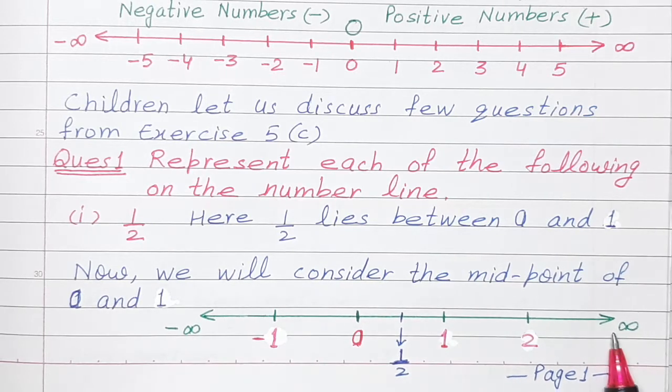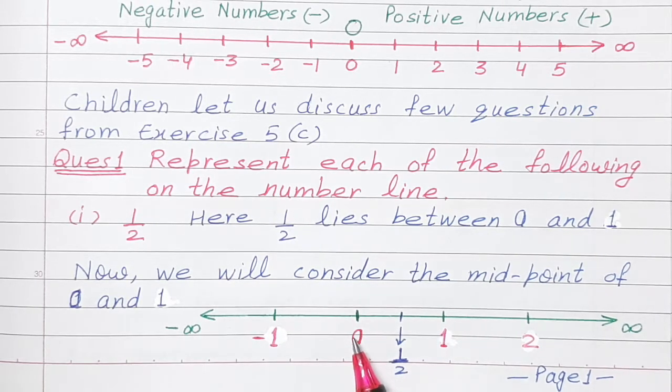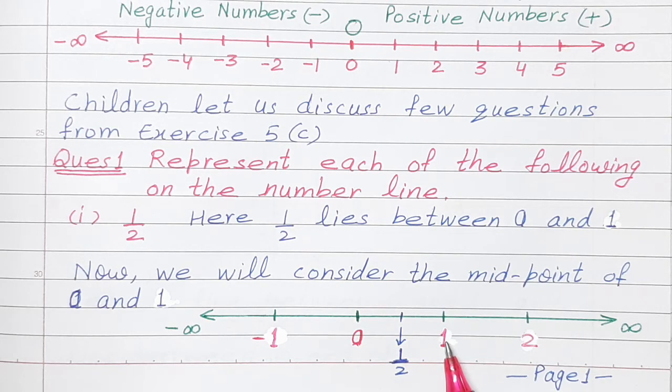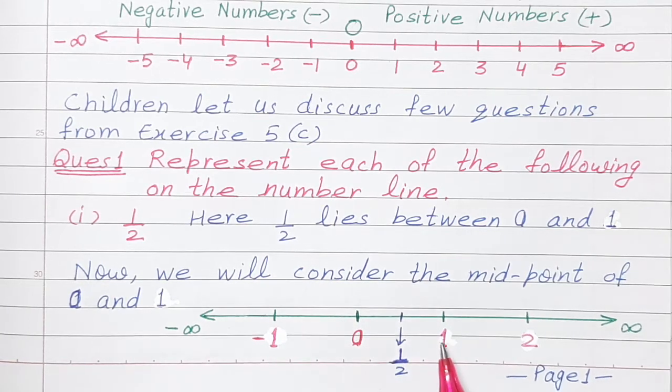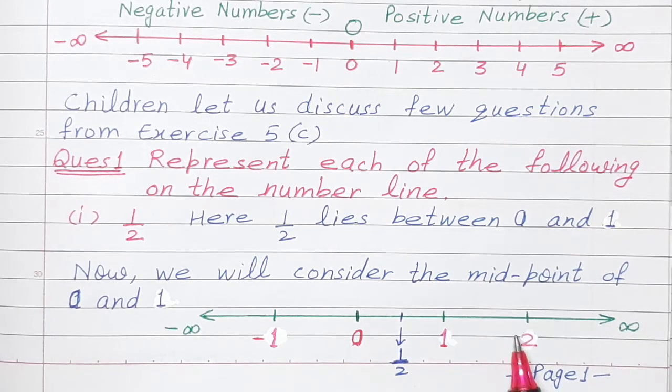Now, see on the number line, I have taken numbers 0 and 1. And children, it is important to take one extra number on both sides. Right? It is very, very important. Now, let us take the midpoint of 0 and 1, so that this midpoint is 1/2. I hope you all have understood. So this is how we represent a fraction on a number line. Good.